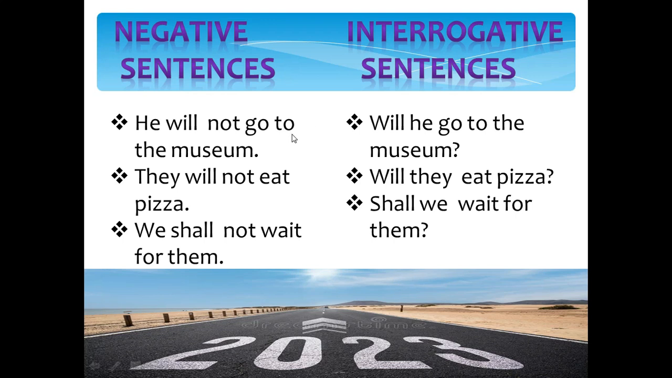It's one of the easiest tenses. If you are confused between will and shall, just skip shall and use will with all the subjects. You can write we will not wait for them or will we wait for them. It will not be incorrect. So you can use will with all the subjects. In negative sentences you have to put not after the helping verb, and in interrogative sentences you have to put the helping verb before the subject. That's how you change it into interrogative.